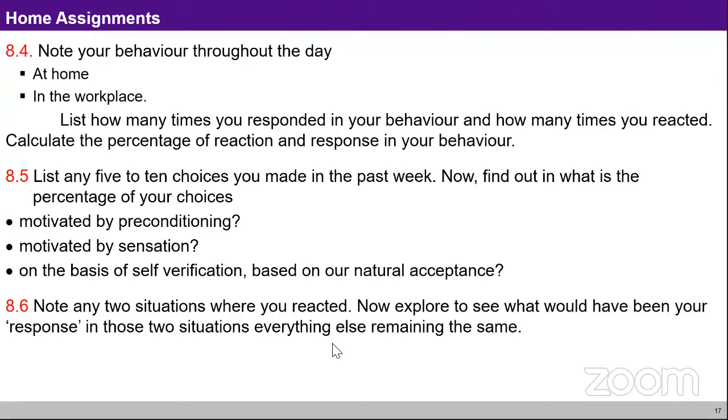The next one is list any 5 to 10 choices you made in the past week and find out the percentage of your choices. What percentage is motivated by preconditioning, motivated by sensations, and is on the basis of self-verification, which is based on our own natural existence, so that we can make out which category our choices depend on. And we can find out the percentage also. Note any 2 situations where you reacted. Now explore to see what would have been your response in the 2 situations, everything else remaining the same. So it's for you all to reflect on these questions. These are some of the assignments meant for our participants.